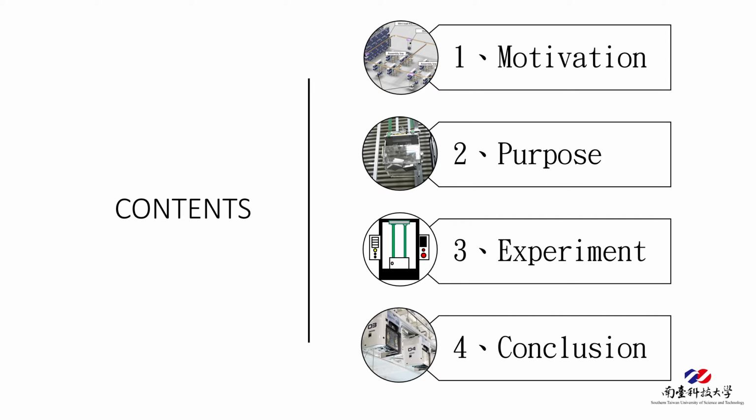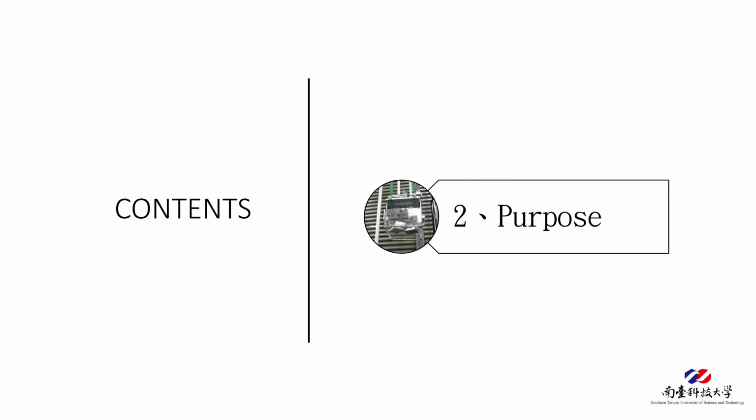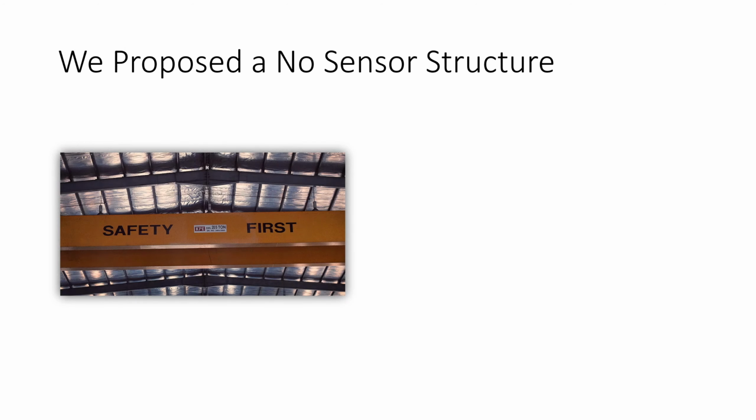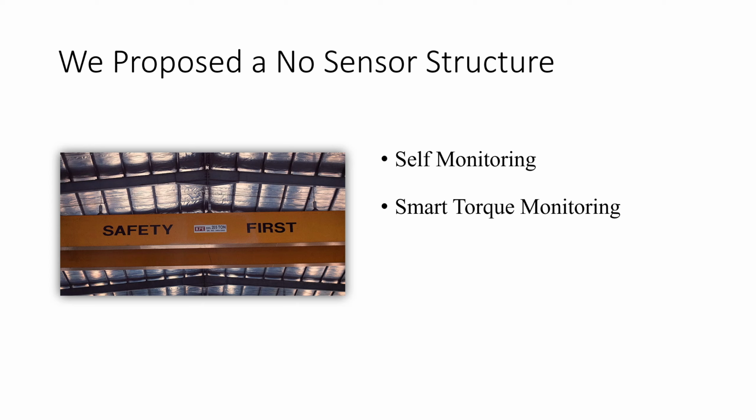Next, we are going to talk about our purpose. Given the aforementioned problems, we propose a no-sensor structure. We hope our device has self-monitoring and smart torque monitoring without any sensor. So we designed a safety structure referring to an existing OHT device, integrating a smart mating function with automated judgments. When the device detects an impact, it will stop, and we can rescue people from danger.